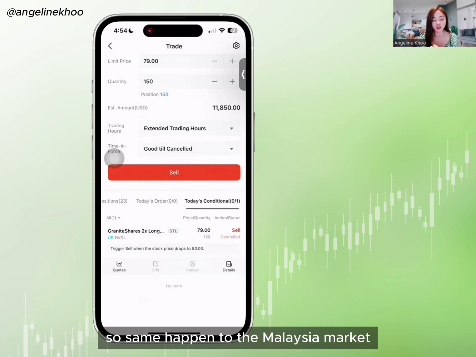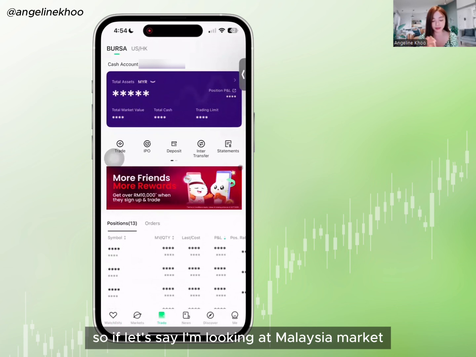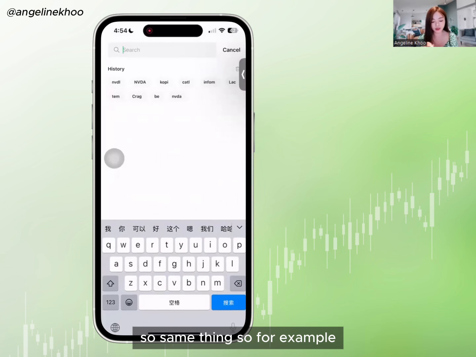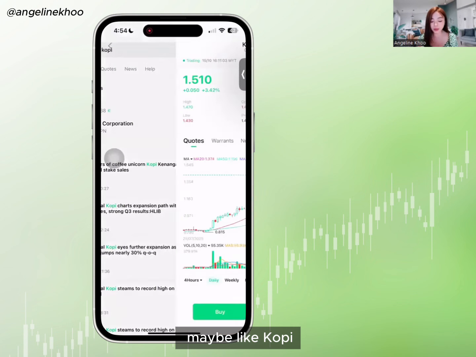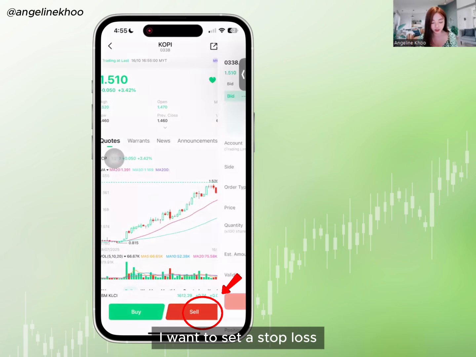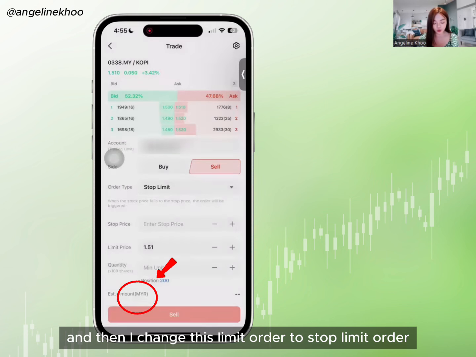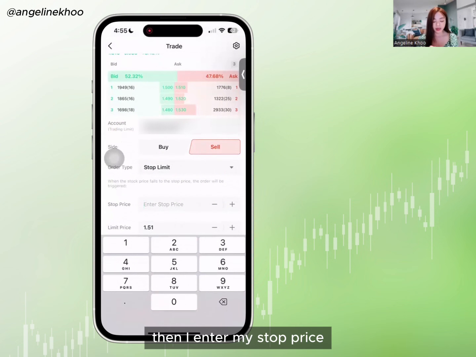And if you want to adjust your stop loss, you can just edit it here. It's very simple. The same applies to the Malaysia market. So if I'm looking at the Malaysia market and I want to set a stop loss, same thing. For example, I want to set a stop loss for this counter. I click sell, and then I change this limit order to stop limit order. Then I enter my stop price. Probably I want a 10% stop loss.